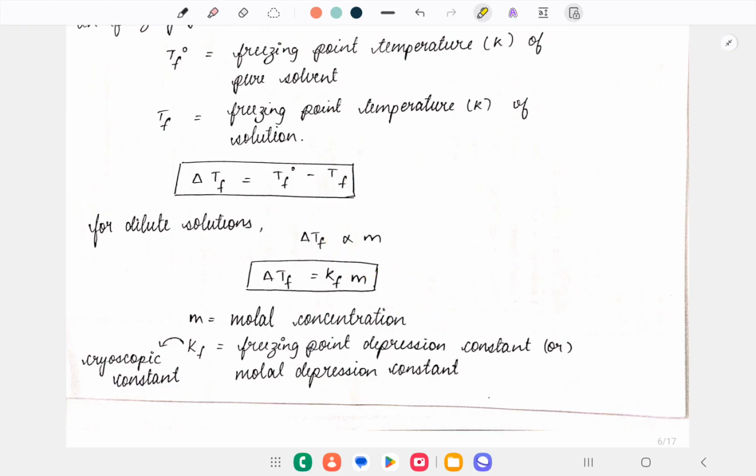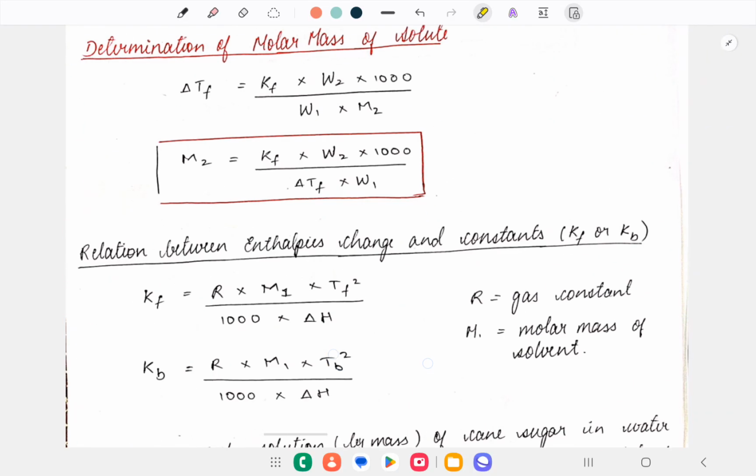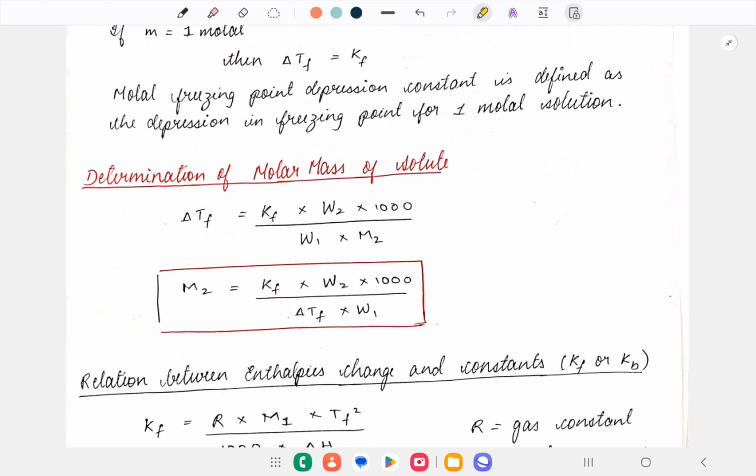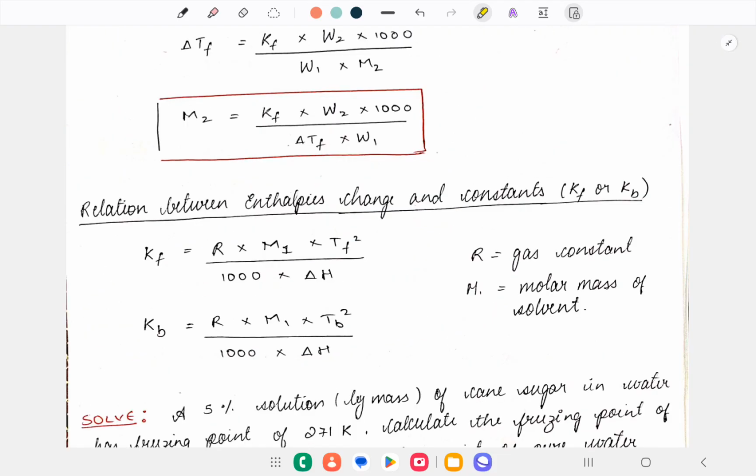And that is called the freezing point depression constant or the cryoscopic constant, whose unit is found to be this. And if m is equal to 1 molal, then our depression in freezing point will be equal to the constant. So the molal freezing point depression constant is defined as the depression in the freezing point for a 1 molal solution. We can find the molar mass of the solute in the same way as in the elevation of boiling point.